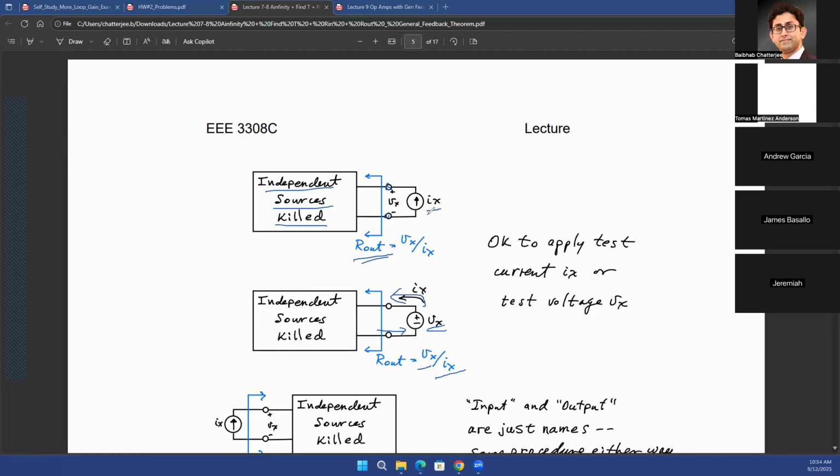Similarly, if you had connected a current source Ix and found the voltage that gets developed at the output node, let's call that Vx, then the ratio of Vx over Ix will give you the output resistance Rout. In both of these methods, you'll end up with the exact same Rout. Whatever method you apply, Thevenin equivalence, Norton equivalence, everything will boil down to the same final number for the Rout.